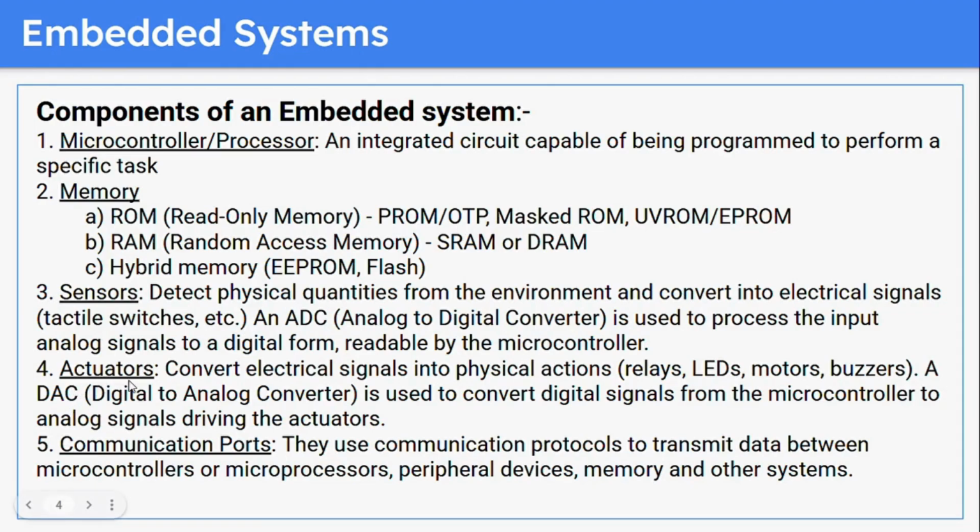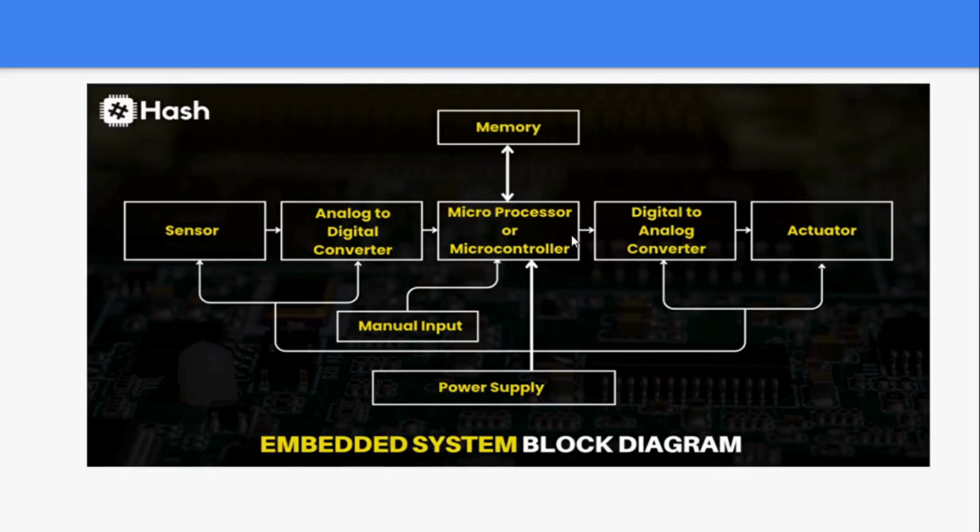The next component is actuators. Actuators convert electrical signals into physical actions, for example, relays, motors, buzzers, etc. An actuator requires analog signal input to function properly. So, the digital signal which is generated by the microcontroller needs to be converted to an analog form by using a digital to analog converter. The analog signal is then fed to the actuator, which can continue its operation.